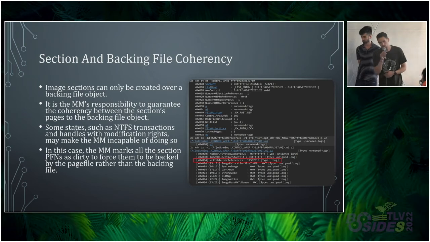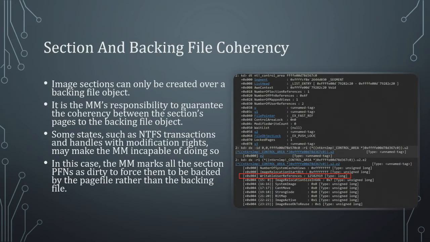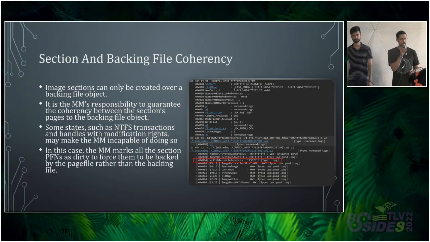Now let's talk a bit about section and backing file incoherency. So we know that those techniques cause a process to run malicious code, while the backing file is completely different. And for obvious reasons, there's some sort of incoherency between the memory and the backing file. But if you recall, creating a section image requires a handle to a file. A section image cannot be created on the page file handle. So you cannot really create section images that are totally in memory and not backed by a file.